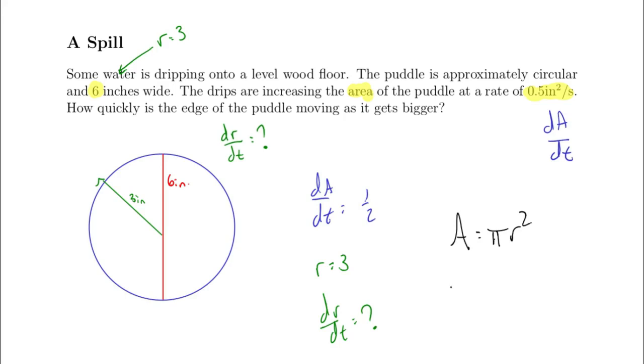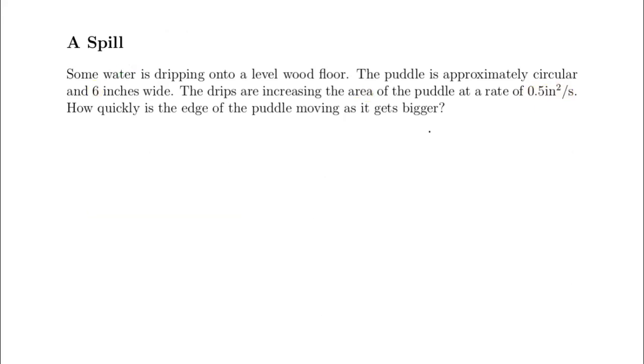What we're going to do is differentiate this with respect to time, with regard to t, time. We're going to assume that area and radius are both outputs for some input time, and we'll use implicit differentiation to differentiate this thing. Let's go ahead and do that. So if area is pi r squared, then that means the derivative with regard to time of area is the derivative with regard to time of pi r squared.